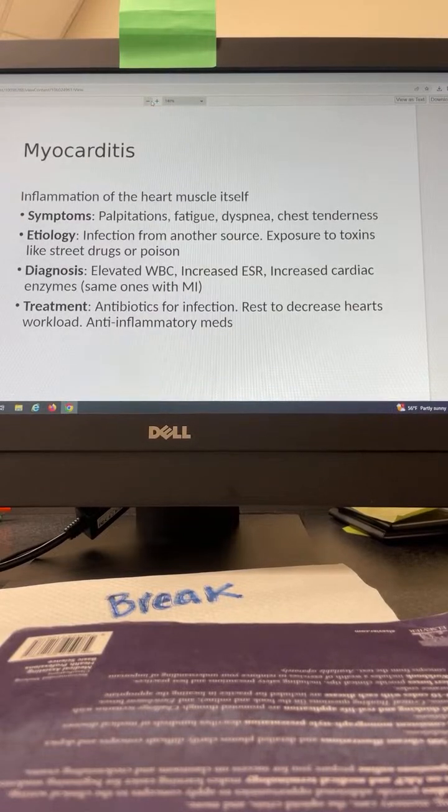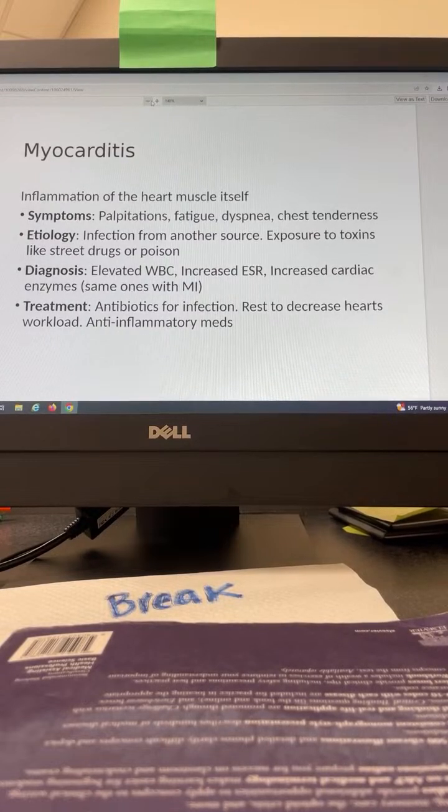All right, now we have myocarditis. Again, another itis, so this is going to be another inflammation. This is inflammation of the heart muscle itself. Remember myocardium, that's the cells of the heart. So myo is referring to the heart itself.